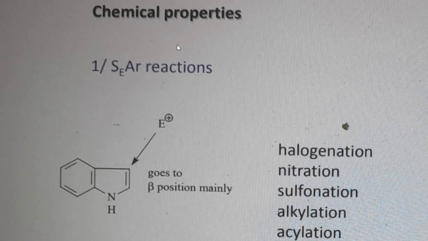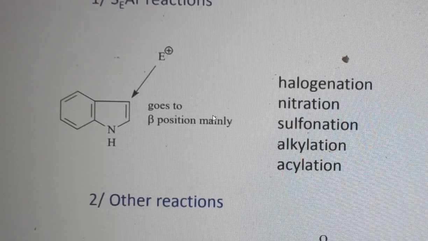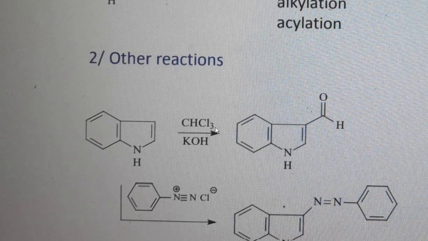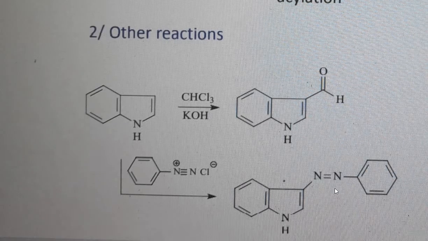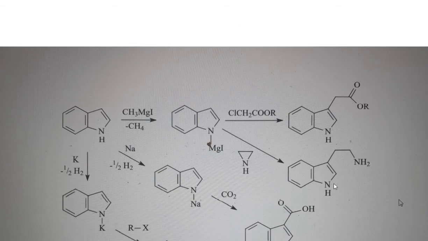Now, important here, chemical properties. If an electrophile goes here, mainly at the beta position: halogenation, nitration, sulfonation, alkylation and acylation. And other reactions: if you have an aldehyde group attached here, this reaction is very important, and here you can see. So this is the chemical property.